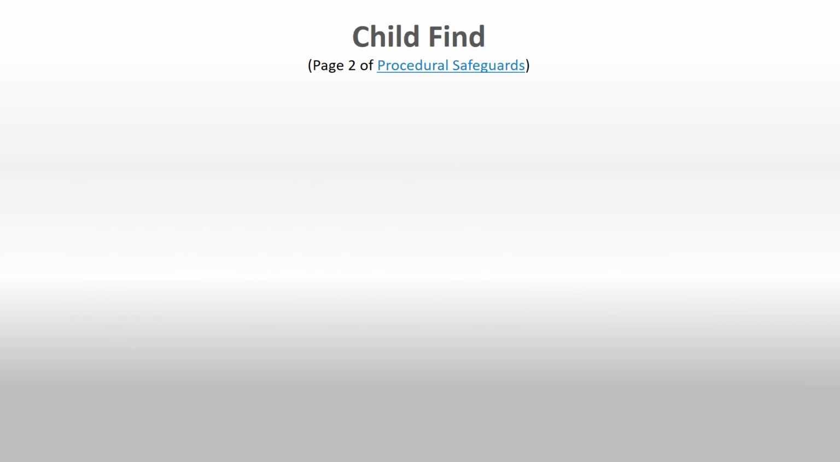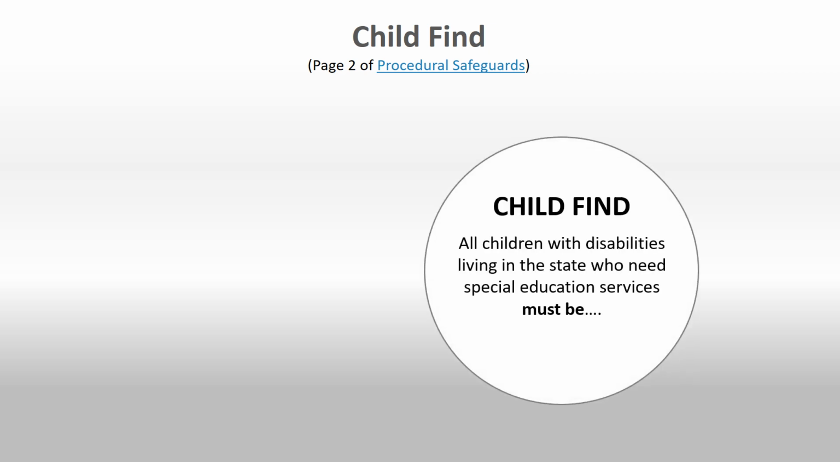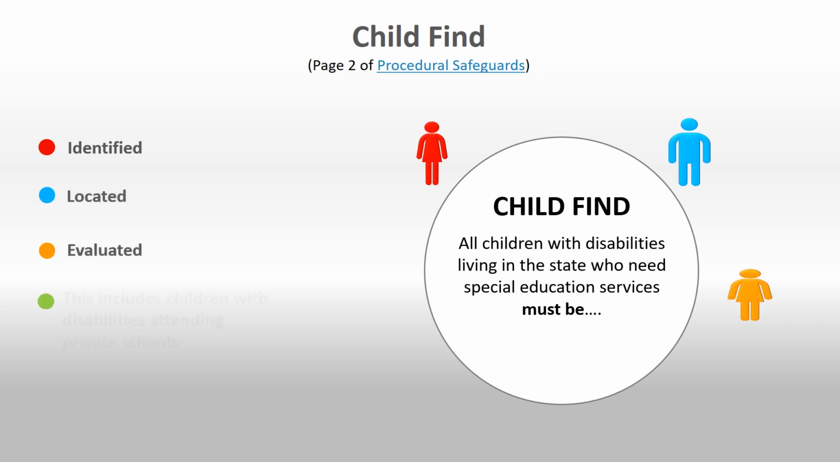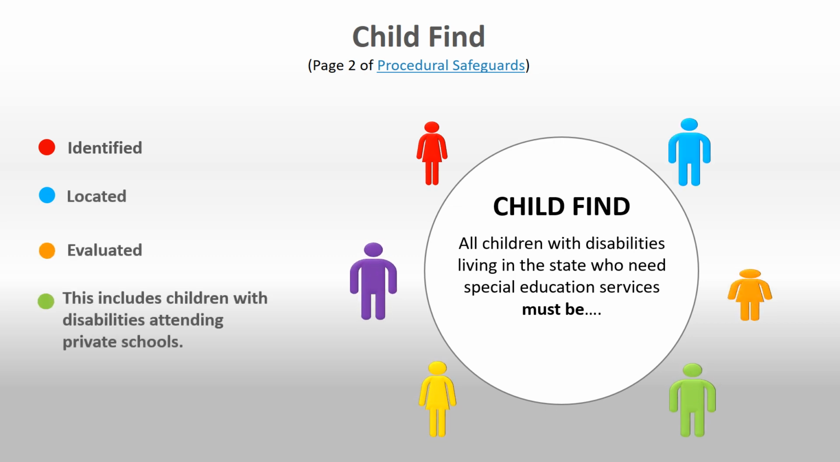Child Find, page 2 of Procedural Safeguards. Child Find: all children with disabilities living in the state who need special education services must be identified, located, and evaluated. This includes children with disabilities attending private schools.